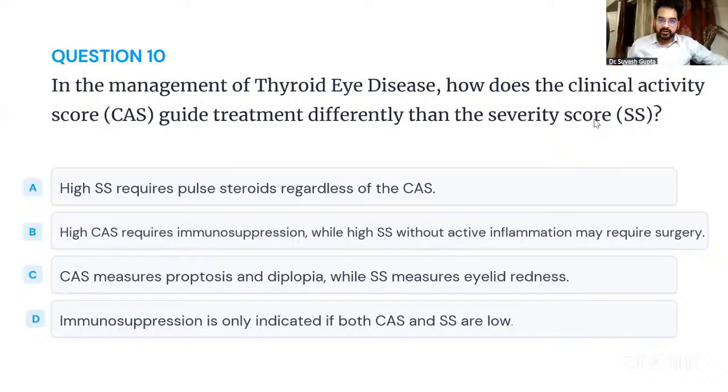In the management of thyroid eye disease, how does the clinical activity score guide treatment differently than the severity score? High severity score requires pulse steroids regardless of the CAS, the clinical activity score. This is the option A. B option, high CAS requires immunosuppression, while high SS without active inflammation may require surgery. C. CAS measures proptosis and diplopia, while SS measures eyelid redness. Or D. Immunosuppression is only indicated if both CAS and SS are low.